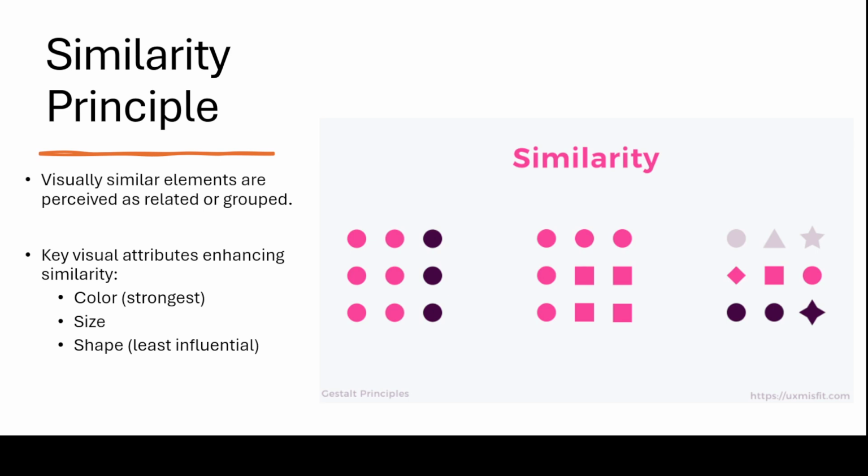Okay, next we have the similarity principle. In the concept of the similarity principle, the key visual attribute enhancing similarity should be color, the strongest. Okay, colors, you should separate by colors first, and then by the size, and then by the shape, which is least influential. So whatever it is, if you have all the items with the same shape, you should separate them by color, and then separate them by size. But if the size is all the same, you separate them by its shape.